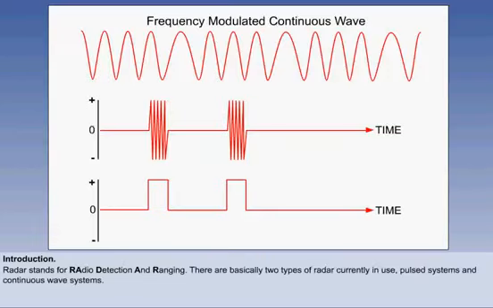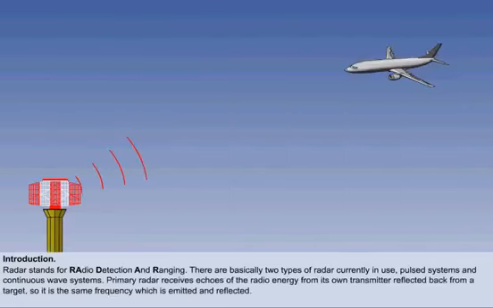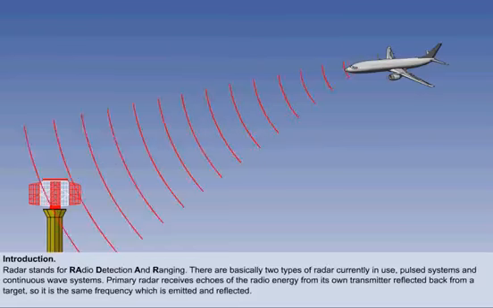There are basically two types of radar currently in use: pulsed systems and continuous wave systems. The continuous wave system has limited application, such as for the radio altimeter, which requires that there be no minimum range limitation. Our attention will principally be directed at pulsed systems. There are two types of pulsed systems: primary and secondary radar.